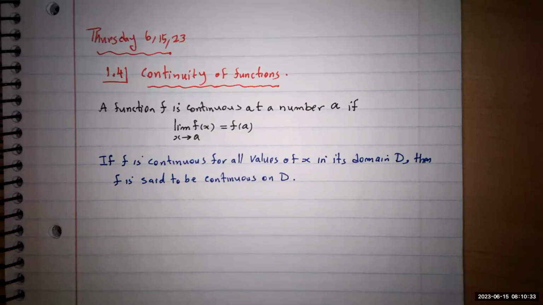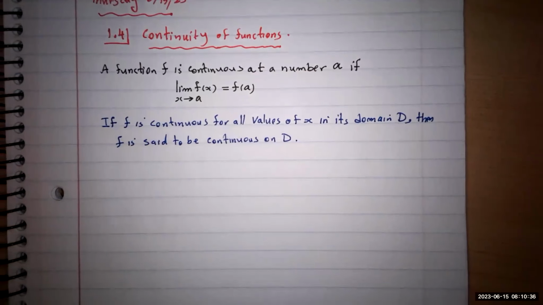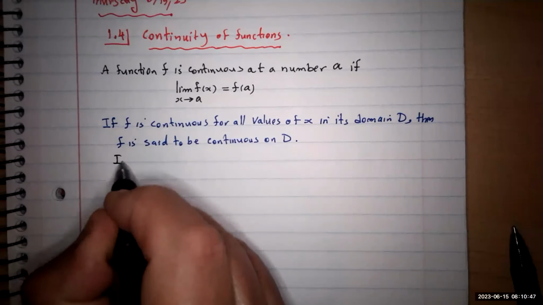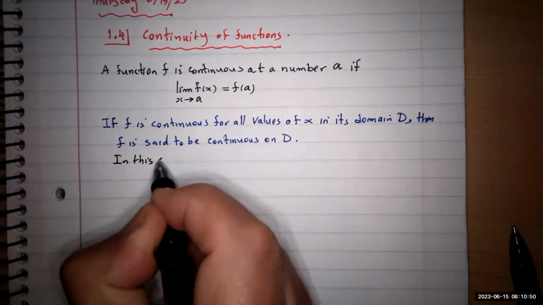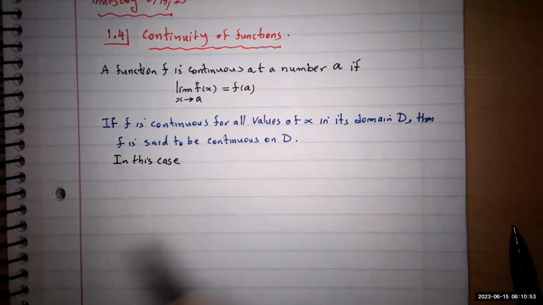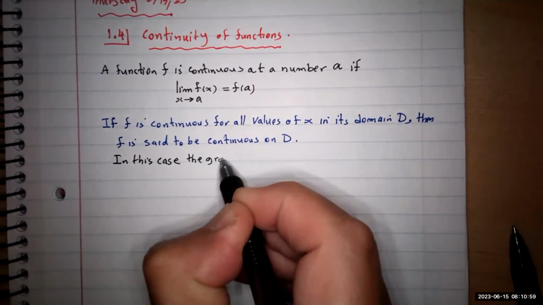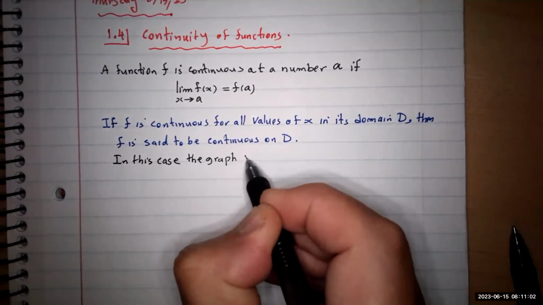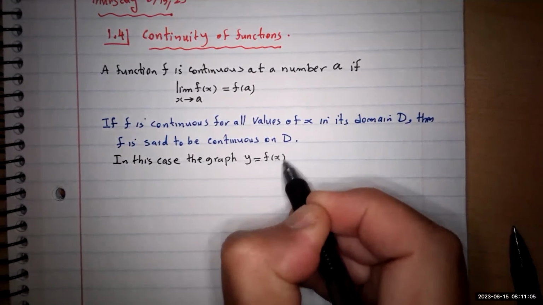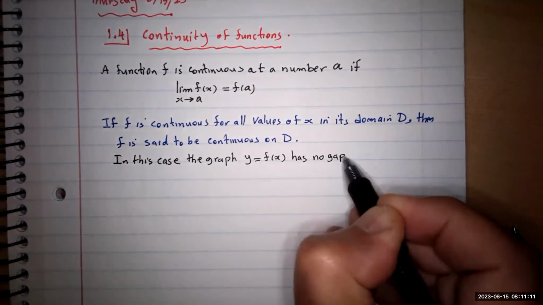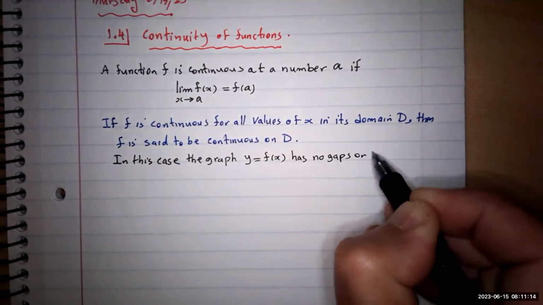So sometimes the graph would be given to you and they ask you to determine the points of continuity of the function. So you have to check to see if there is any hole or any gap. So we're going to emphasize this one. So in this case, where the function is continuous, the graph y equal to f of x has no gaps, if you like, or holes, if you like.